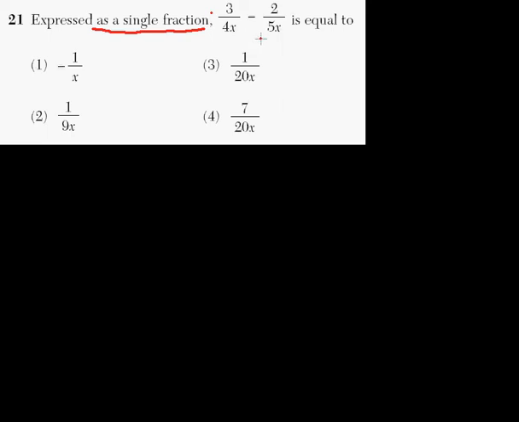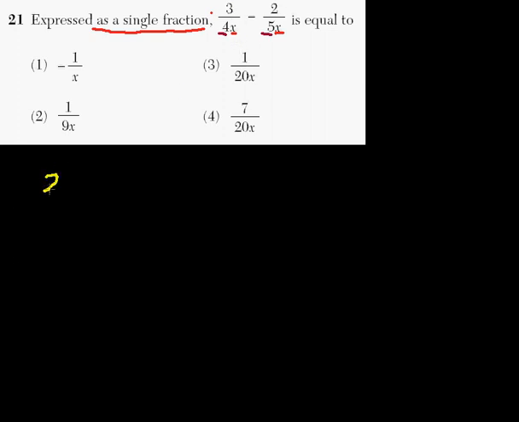So what we want here is a common denominator. If we look, we have 4x and 5x. The x's are the same, so that's all good. But the numbers here, 4 and 5, are different. So what we want to do is have a common denominator. 4 times 5, that's 20. So we'll have 20x as our common denominator.